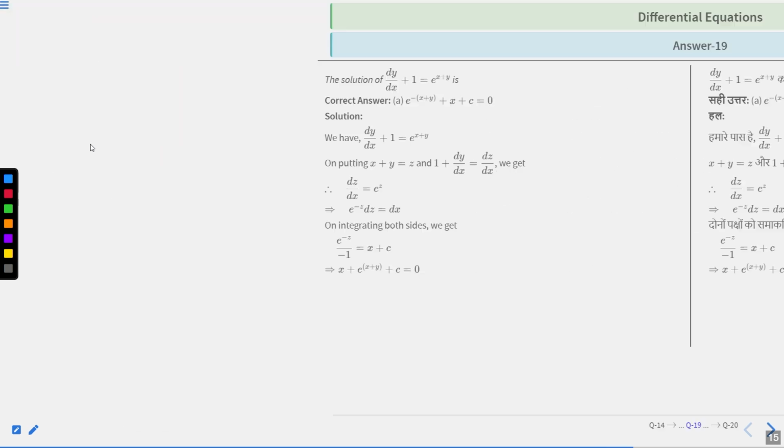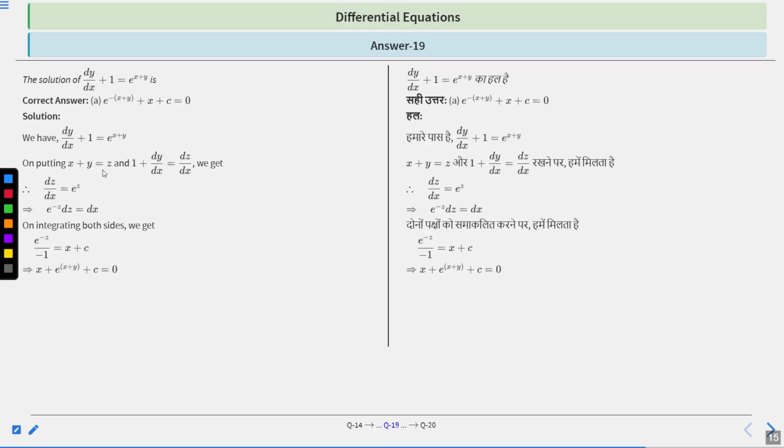Okay, let's move to the solution part C. We have dy by dx plus 1 is equal to e to the power x plus y. Now let's put x plus y is equal to z. Therefore, 1 plus dy by dx is equal to dz by dx. Therefore, we will get dz by dx is equal to e to the power z. Now separating the variables, z will be on one side and x will be on another side.